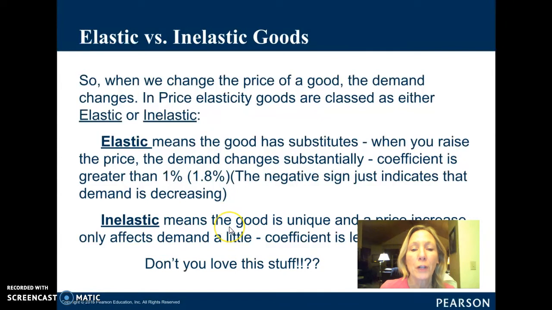Inelastic goods don't have good substitutes. So it doesn't matter what happens to the price. You have to buy it because there is no substitute. A good example of an inelastic good is gasoline or fuel. You have to buy gasoline. You have to get to work. You have to take your kids to school. It doesn't matter what the price of gasoline is. The price goes up, you're still going to buy it. You can buy a little bit less, the law of demand, but it's relatively inelastic. So those are the two categories of elasticity when we look at price elasticity of goods.